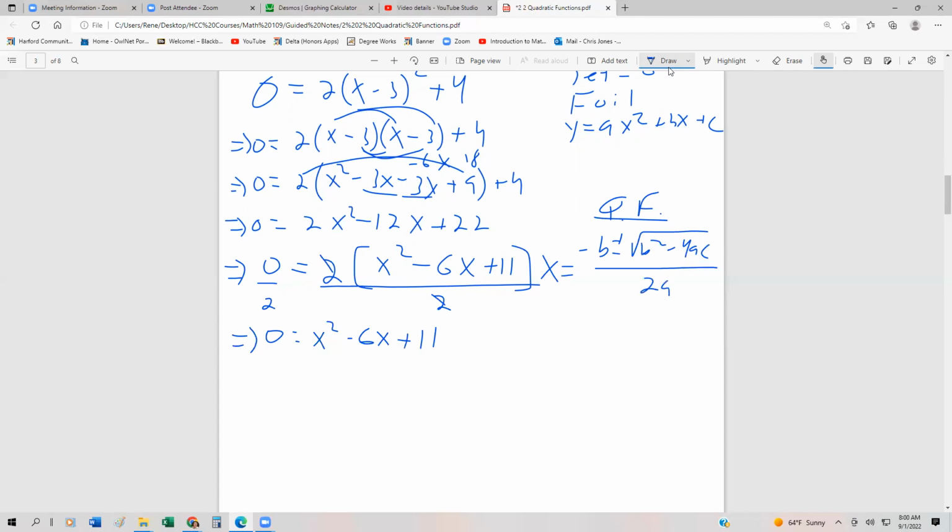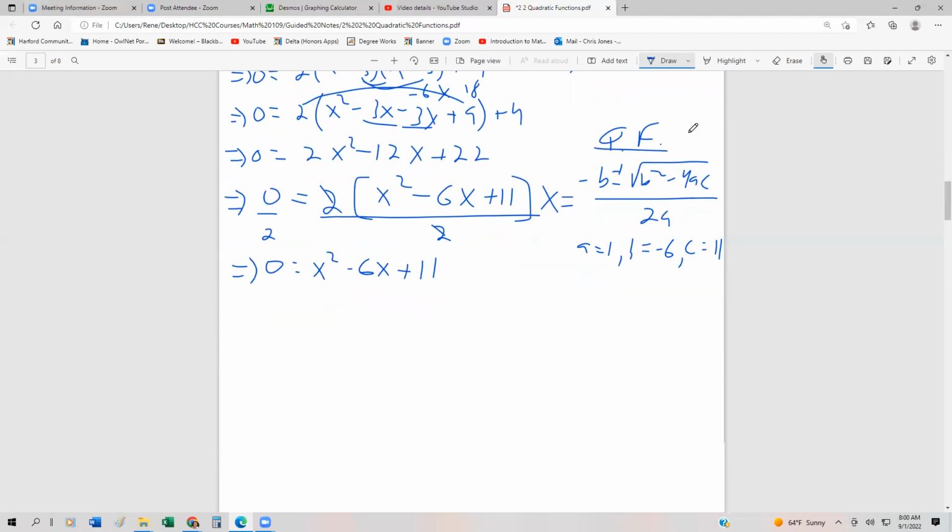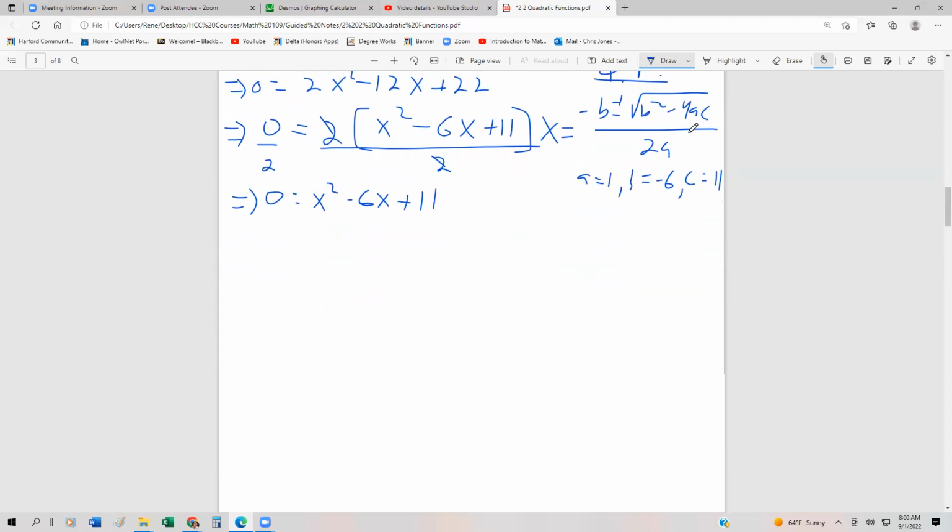And clearly we can see in this part right here that a is 1, b is negative 6, and c is 11. All right, so let's get to it. It's not going to give us a nice number, but that's okay. We can still figure out what the intercepts are going to be.